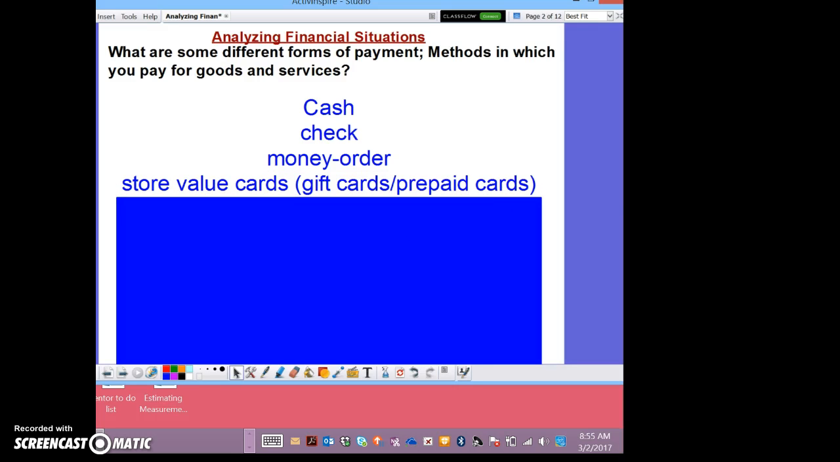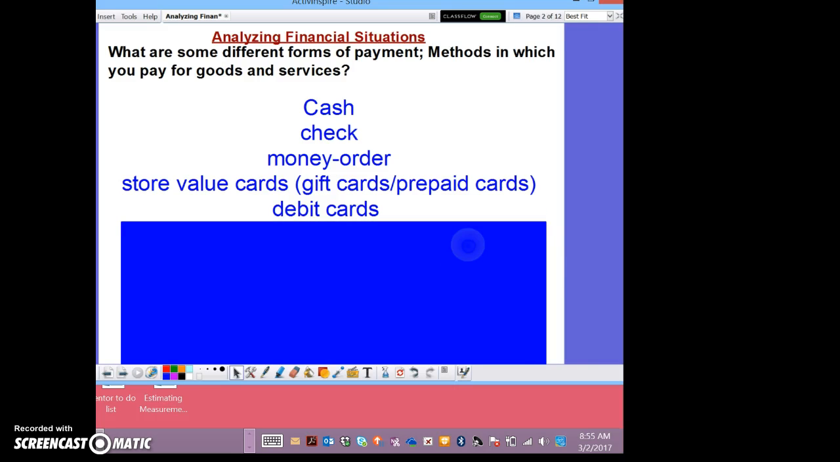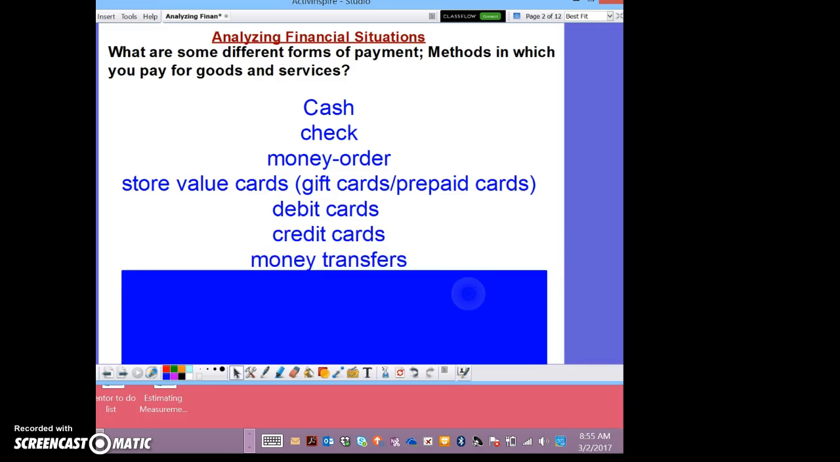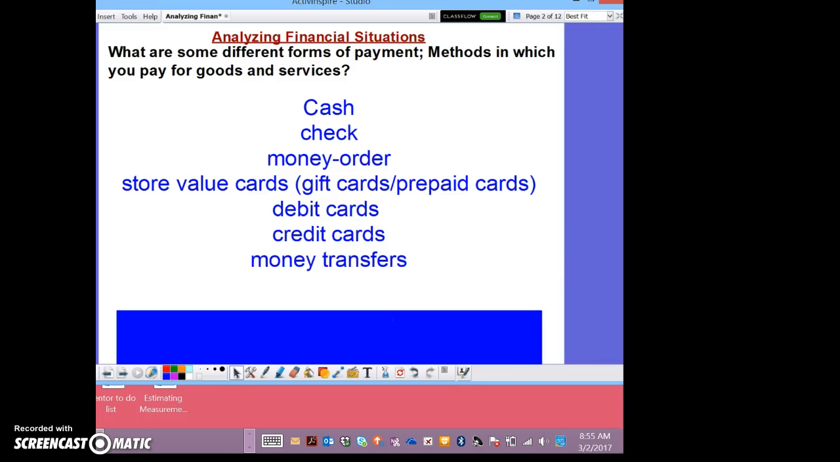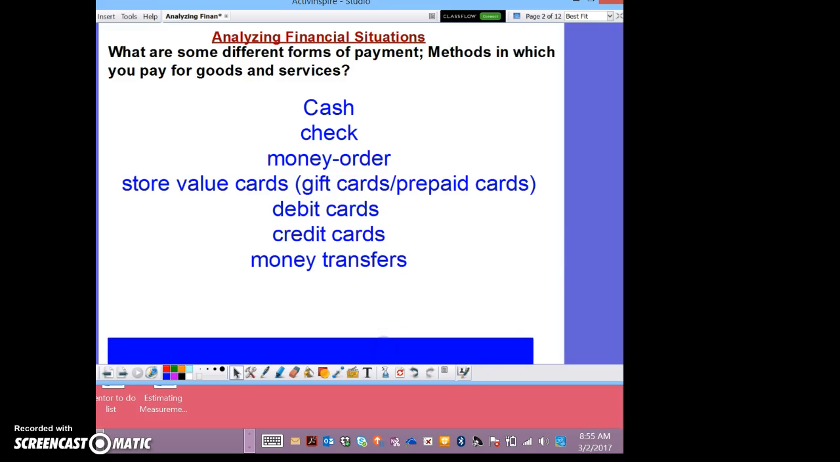Store value cards, which are gift cards and prepaid cards. Debit cards, and we've talked about debit cards, credit cards, and money transfers. So money transfers, we're not going to talk too much about, but basically it's just an electronic method of transferring money from one account to another.